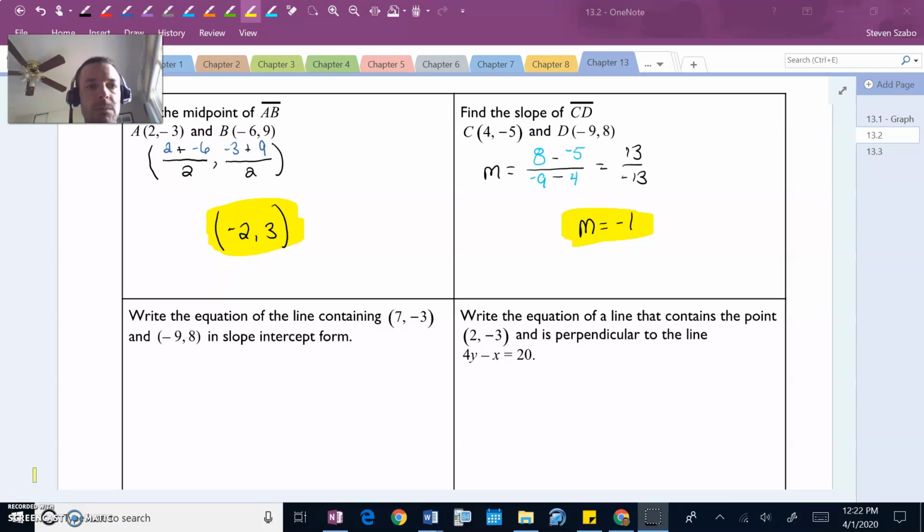Alright, so for number 1, make sure that we are averaging your x-coordinates and averaging your y-coordinates. And for number 2, be real careful with your subtraction, you're always subtracting your y-coordinates in the numerator, subtract your x-coordinates in the denominator. Minus a negative is an addition problem. So you have a negative minus a positive, it's a negative. So make sure you simplify all fractions.